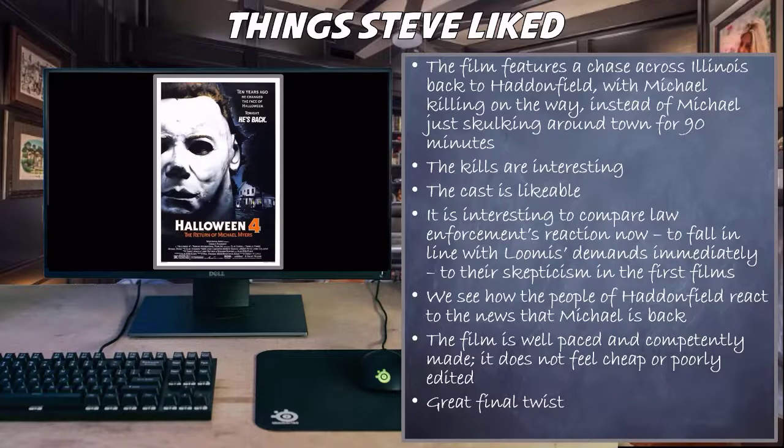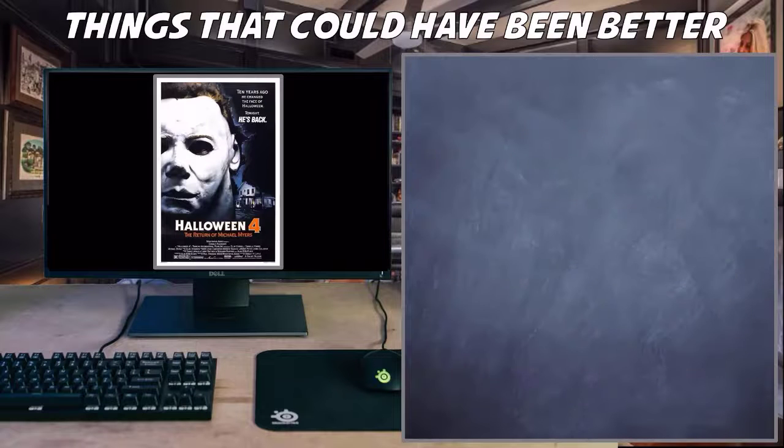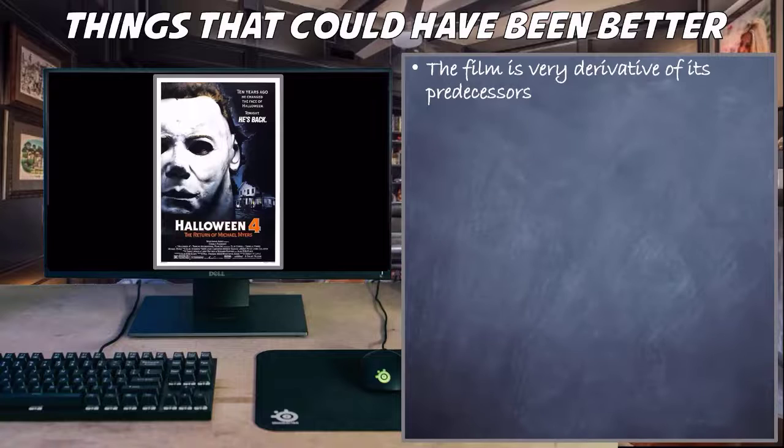And finally, Halloween 4 does feature a great final twist. The first time I watched this film, I did not see it coming. Now, they did kind of chicken out on that final twist in later films, but Halloween 4, viewed in a vacuum, has a great final twist at the end. Now, things that could have been better about this film, well, it's very derivative of its predecessors.